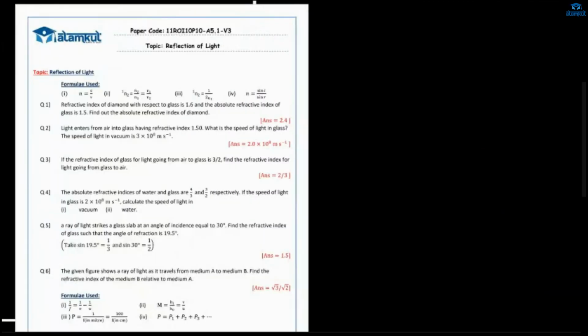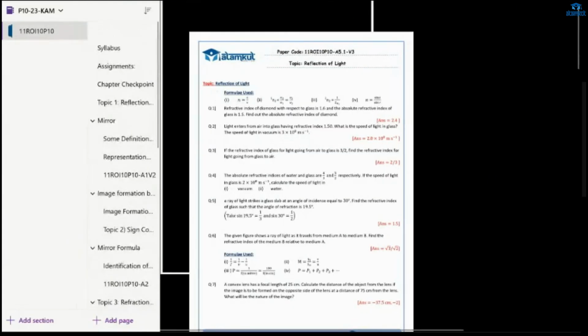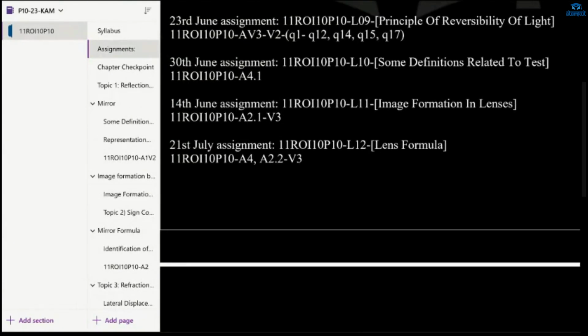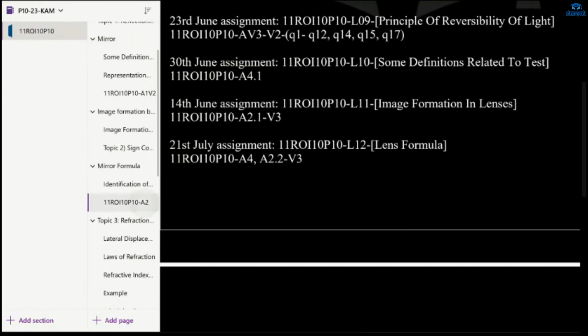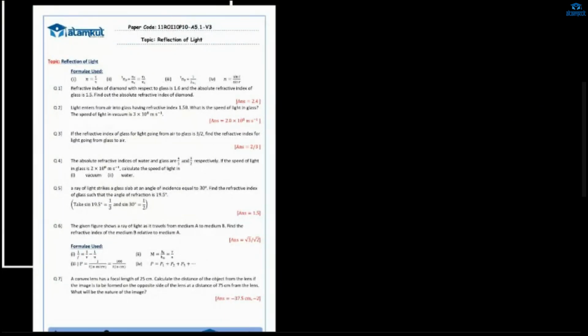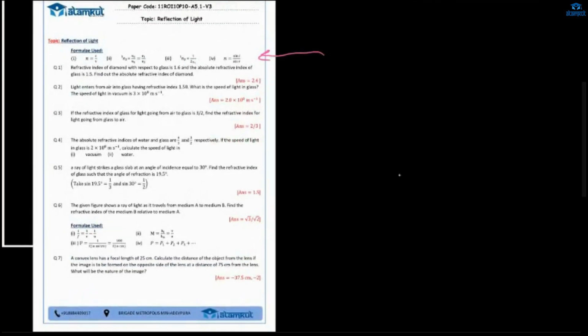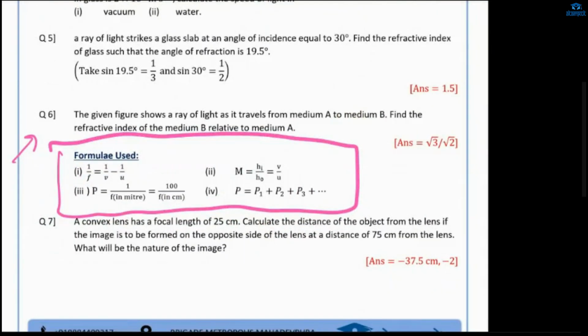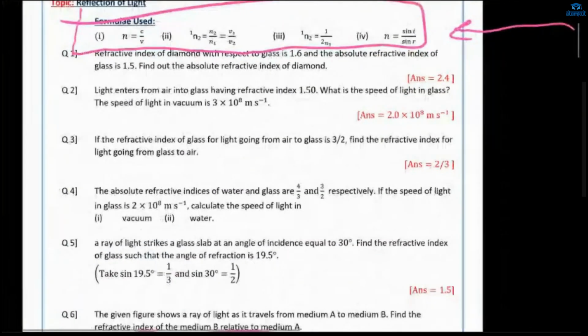Here we have the assignment to discuss. Have you got these assignments yet or not? I think not. Yes, this assignment has not been given, so next will be this assignment only. Here it is also written which formula is going to be used in each question. Up to question number 6, these four formulas will be used. From question number 7, the mirror formula and the power formula will be used, and here the refractive indices formula.